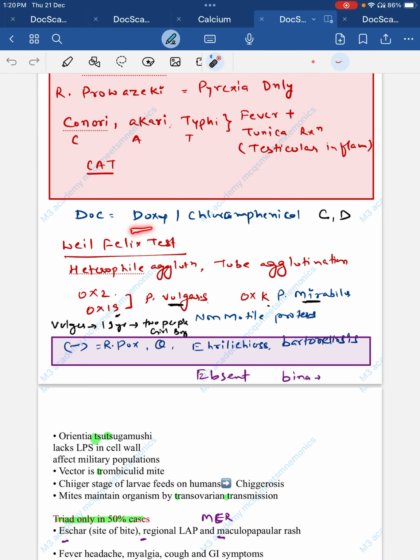If doxycycline is not available, you can give chloramphenicol. So you can remember it by C and D: chloramphenicol and doxycycline.